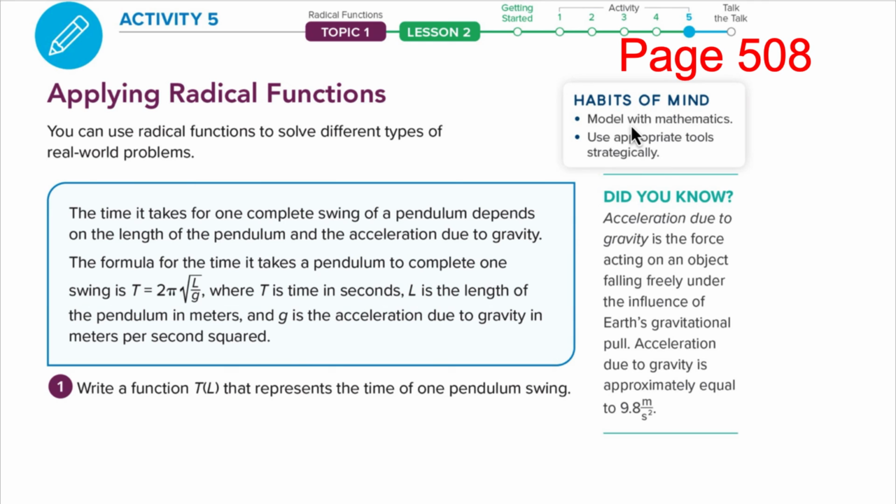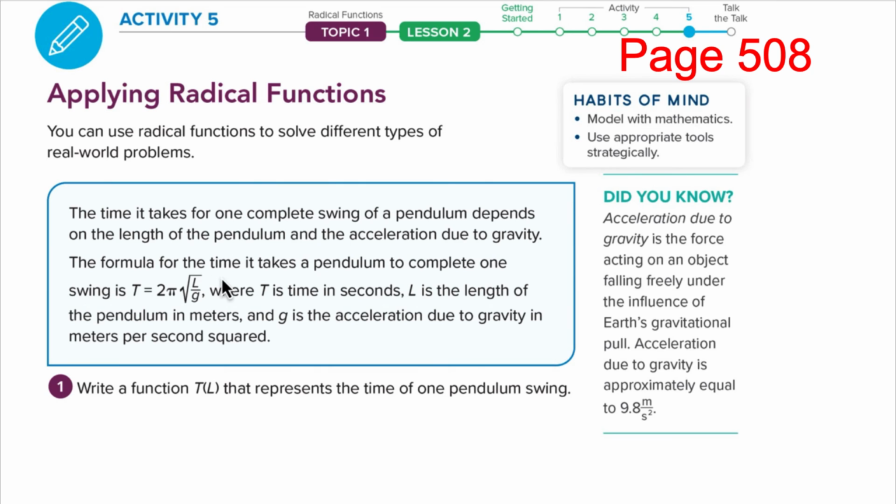Now looking at page 508, we're going to look at an application of these radical functions. The time it takes for one complete swing of a pendulum depends on the length of the pendulum and the acceleration due to gravity. If you have one of those cuckoo clocks in your house, you can tell this because of the weight at the end, the pendulum that swings back and forth. You can change the weight of it, right? Really, what you're doing is changing the length of it, because that's where all the weight is. The longer it is, the longer it takes to go back and forth. That's how you adjust those clocks, by the way. They go faster if you move that little weight up.